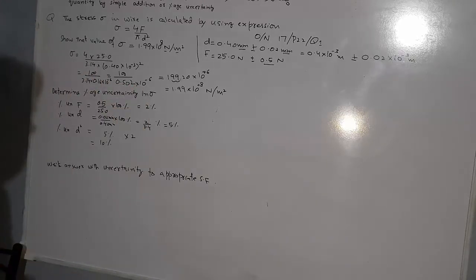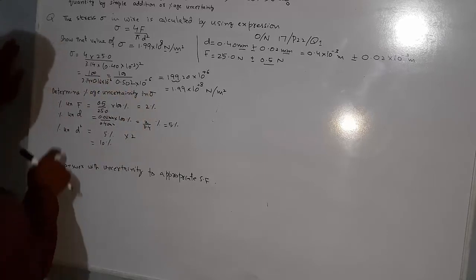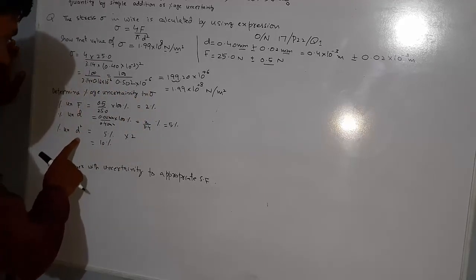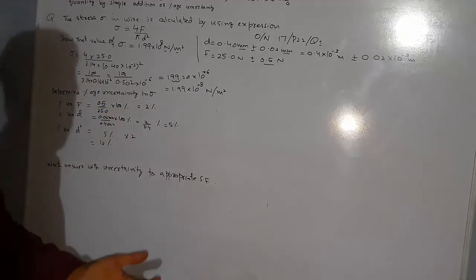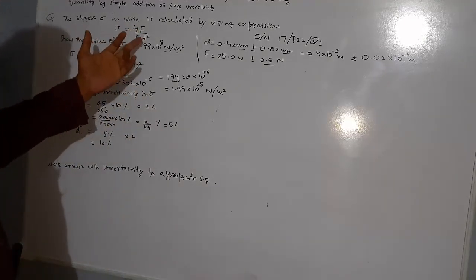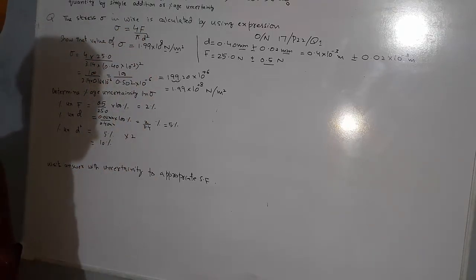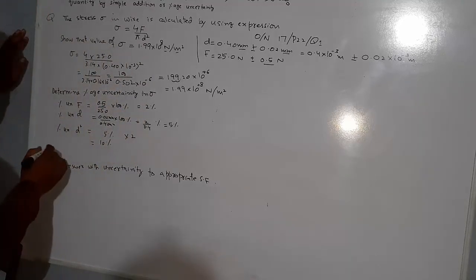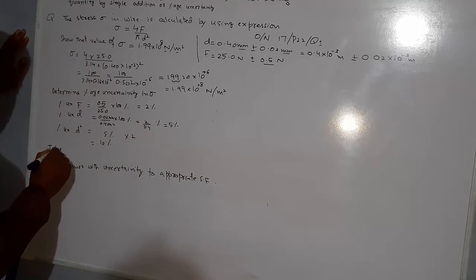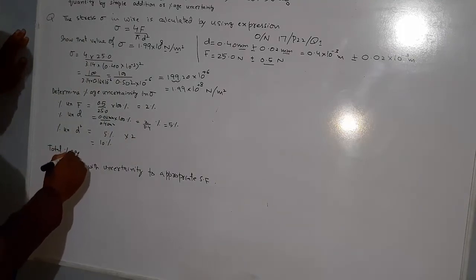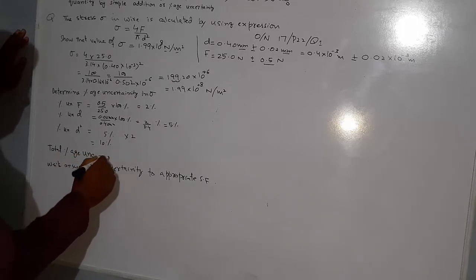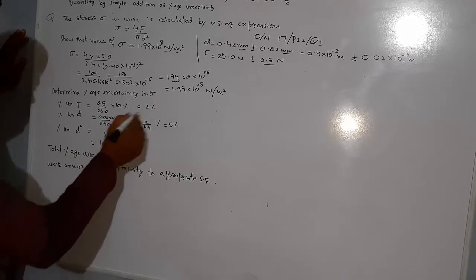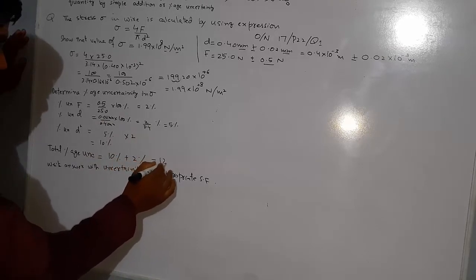So percentage uncertainty overall in sigma, or the stress, will be the sum of percentage uncertainty in the F and the d square, because here the power factor is also acting and here the division is there, and the rule for division and multiplication is we have to add the percentage uncertainty. So for the power factor, the total percentage uncertainty is 10% and percentage uncertainty in force is 2%. So overall total percentage uncertainty will be 10% plus 2%, that becomes 12%.